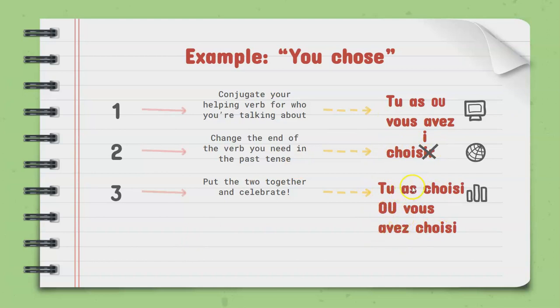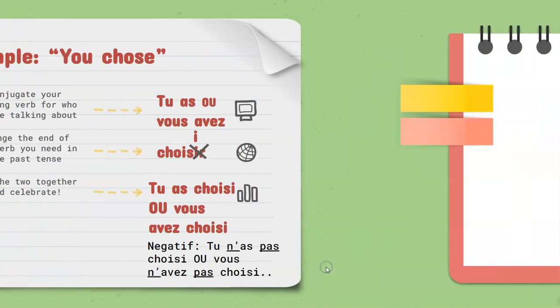This first part, the helping verb, the avoir conjugation, is the only part that changes based on who we're talking about. No matter who we're talking about, me, you, us, we, they, she, choisi is always going to be the second word, and it's always going to look the same. We need the negative. It could be tu n'as pas choisi or vous n'avez pas choisi.